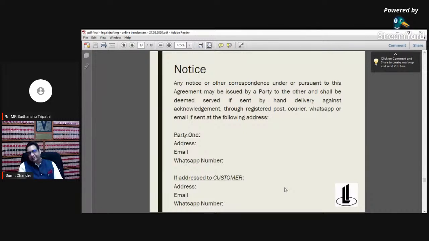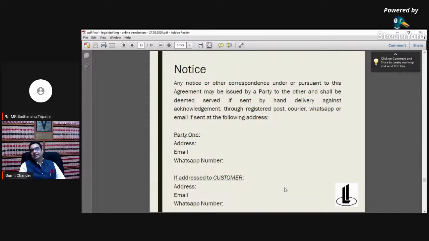is the notice. Now, in the notice clause, you must mention that any notice or other correspondence under or pursuant to this agreement may be issued by a party to the other, because it's both ways, and shall be deemed served if sent by hand delivery against acknowledgement, through registered post, courier, WhatsApp, or email, any of these modes, if sent to the following address, and then you may give the address of party 1 and party 2, similarly the email and WhatsApp numbers of both the parties.